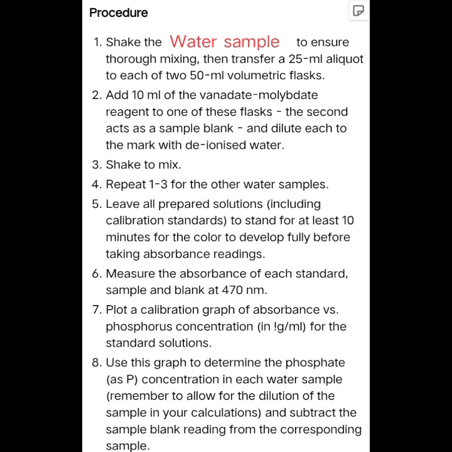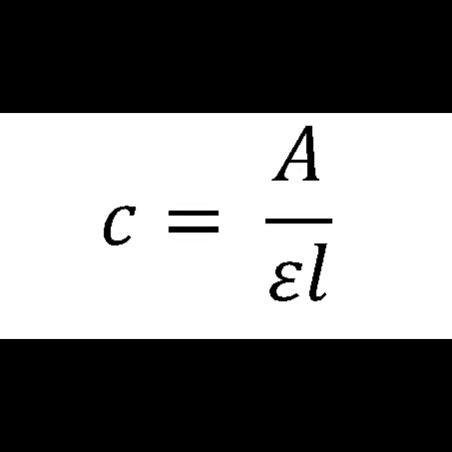Remember to allow for the dilution of the sample in your calculation and subtract the sample blank reading from the corresponding sample. And calculate the concentration using Beer-Lambert's law, which is: concentration is equal to absorbance divided by the molar absorption coefficient times the path length.